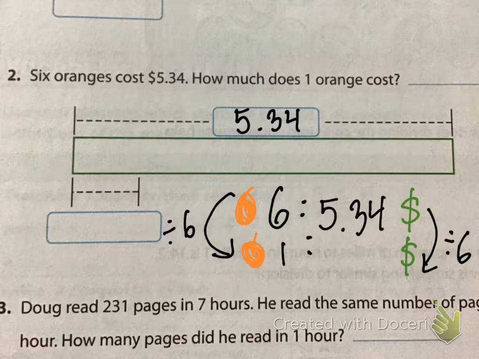So, what is 534 divided by 6? 89. Who agrees with her? Yes, it's going to be 89. Is it $89? No, it's 89 cents. Exactly. So 1 orange costs 89 cents. If you wrote 89, do you think you'd be correct?